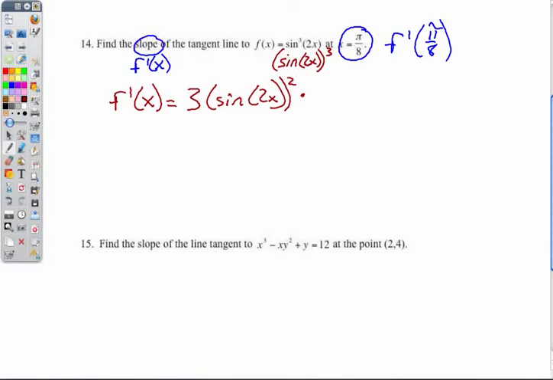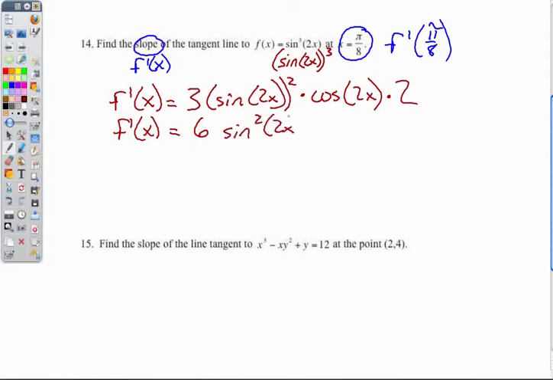Well, the inside function is actually two functions, but the sine is the outside of the sine of 2x. So the derivative of sine is cosine. We leave the 2x, and then finally we can multiply by the derivative of the function that's on the most inside, which is going to be 2. We can clean this up a little bit by multiplying the 2 and the 3. So our derivative is 6 times sine squared of 2x times cosine of 2x.